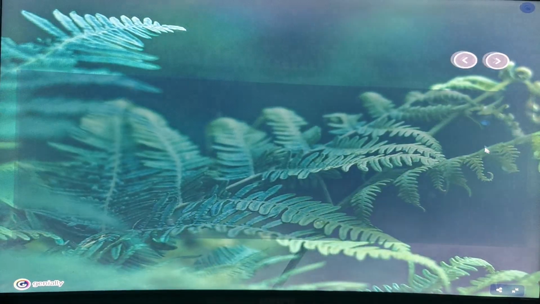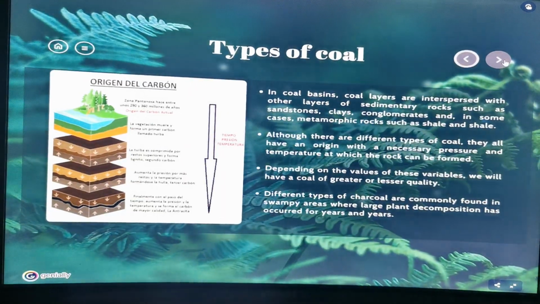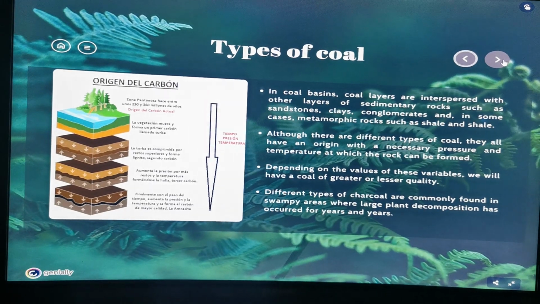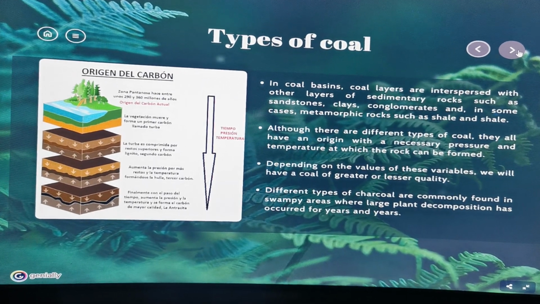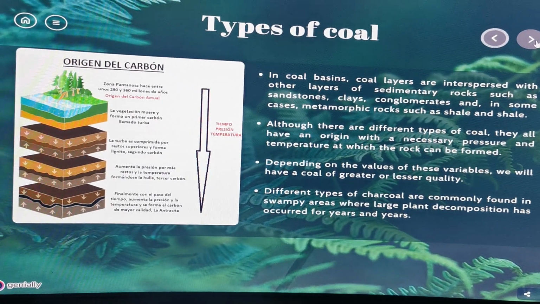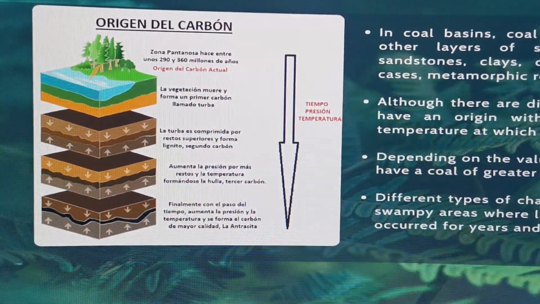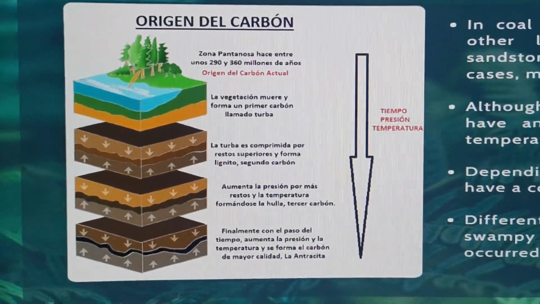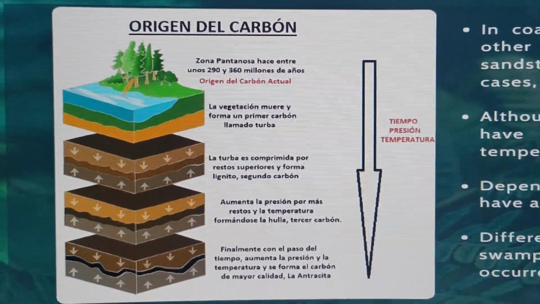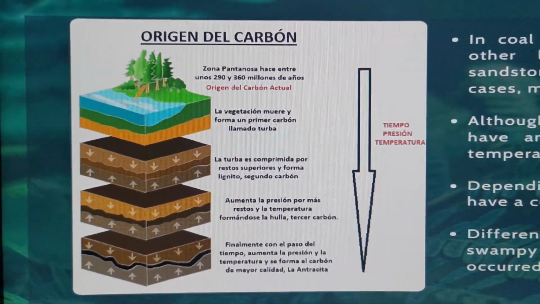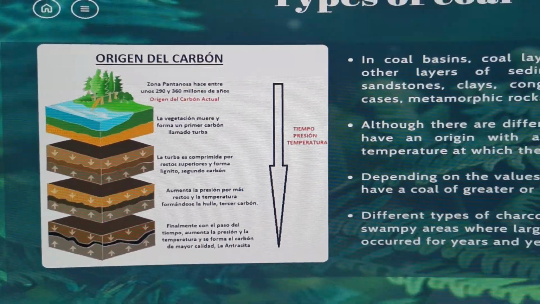In coal basins, coal layers are interspersed with other layers of sedimentary rocks, and in some cases metamorphic rocks. Although there are different types of coal, they all originate with the necessary pressure and temperature at which the rock can be formed. Depending on the values of these variables, we will have a coal of greater or lesser quality.